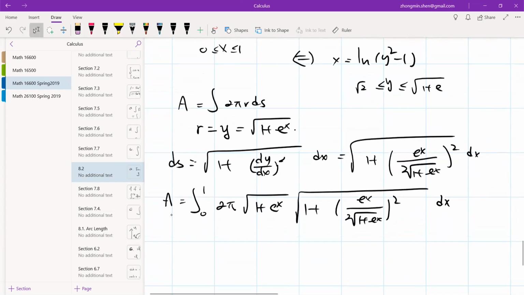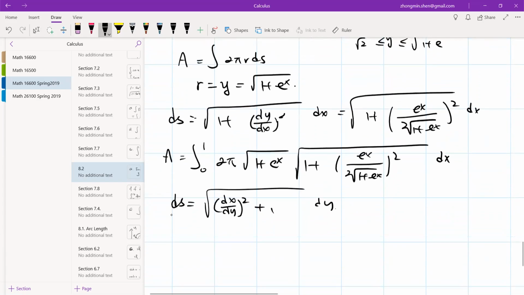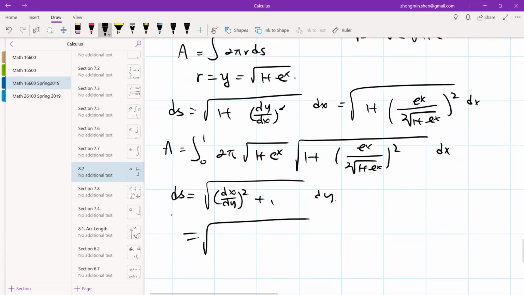You can also use the y variable. In this case, you have to use another expression, x depends on y. I think the derivative is going to be 2y over y squared minus 1, squared plus 1, dy. Okay, that's the derivative of x with respect to y.